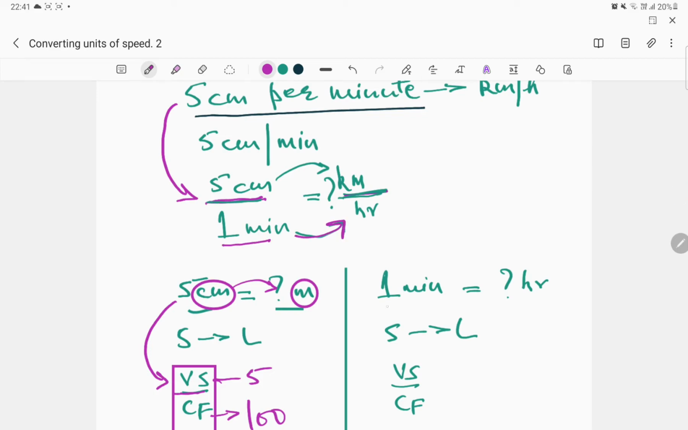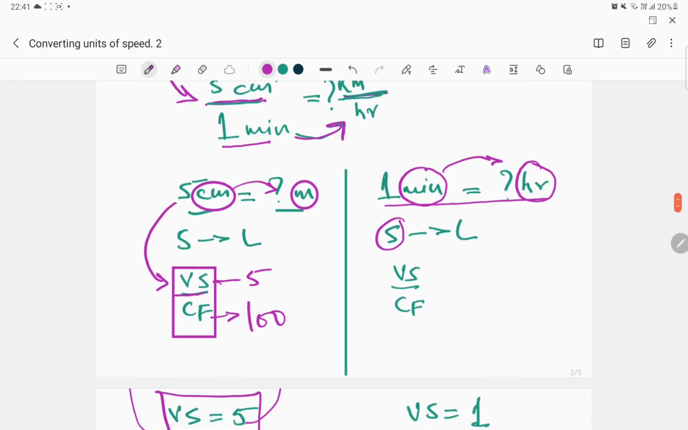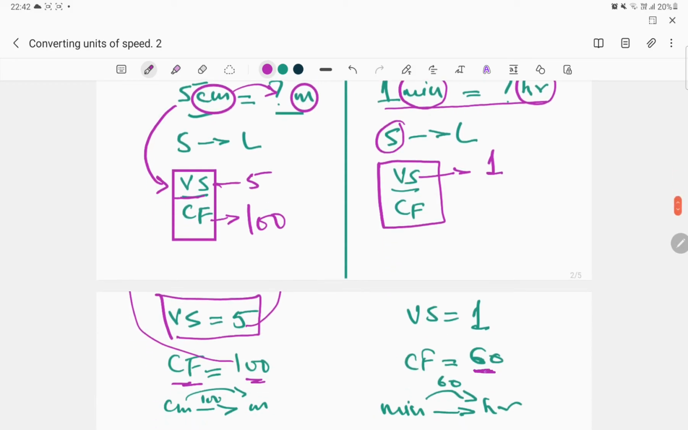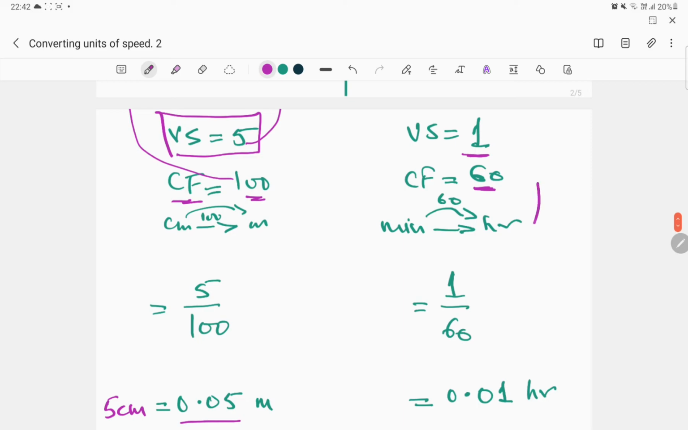Likewise, I'll now convert 1 minute into hours. I'll write: 1 minute is how many hours? Again, I'm converting a small unit into a large unit. Minute is a small unit, and I'm converting into a larger unit, which is the hour. The formula we use is the value of the small unit divided by the conversion factor. The value of the small unit is 1. And what is the conversion factor? How many minutes are found in 1 hour? It's 60. So I have to divide 1 by 60, and I'm doing exactly that right here.